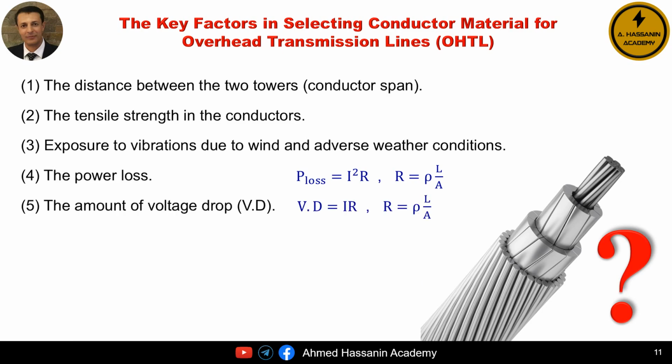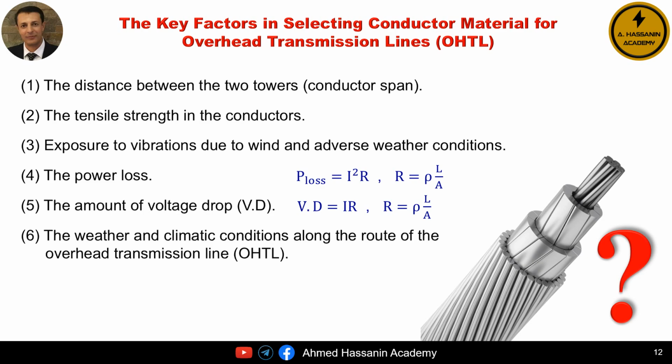Factor number 5, the voltage drop. We also know that the voltage drop is equal to the product of the current and the resistance of the conductor. This means that as the length of the transmission line increases, the resistance of the conductor increases, and therefore the voltage drop also increases. Hence, we can understand that the material from which the conductor is made directly affects the resistance of the conductor, and it has a significant impact on both the power loss and the voltage drop calculations.